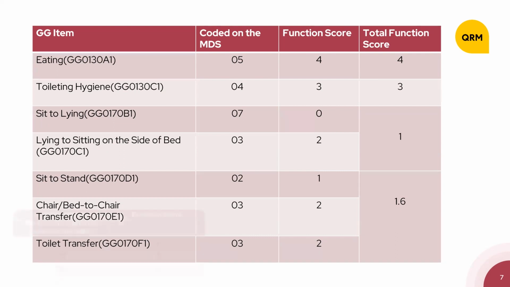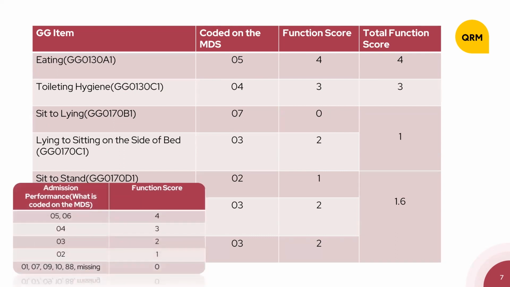Now we use that conversion chart to just convert them over. So we took our 5, gave us 4, and it's an individual score of 4. Our toilet hygiene was coded as a 4, so we get 3 points, and that's just taken over as an individual score. Now for sit to lying, we did a 7, which gives us 0 points, and lying to sitting on the side of the bed, we coded a 3, gives us 2 points. So we're going to take 0 plus 2, which gives us 2, divided by 2 gives us 1. So that's how we get that 1 score there.